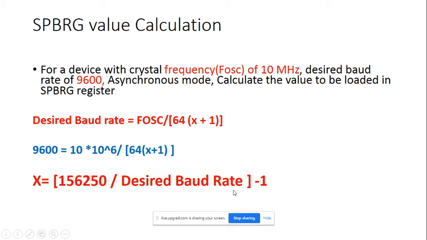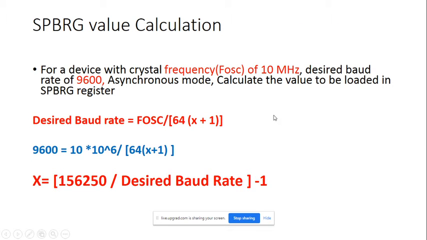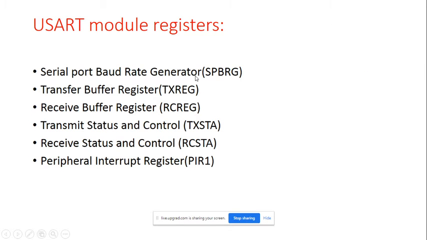Now according to this, we are just calculating the value of x, and that x value you are putting into the register SPBRG. Okay, next register is the transmit status and control register. But before that, I want to discuss the next two registers. I already discussed the serial port baud rate generator. I've just calculated the value of x and I'm placing that value into this register, that is SPBRG, the serial port baud rate generator.